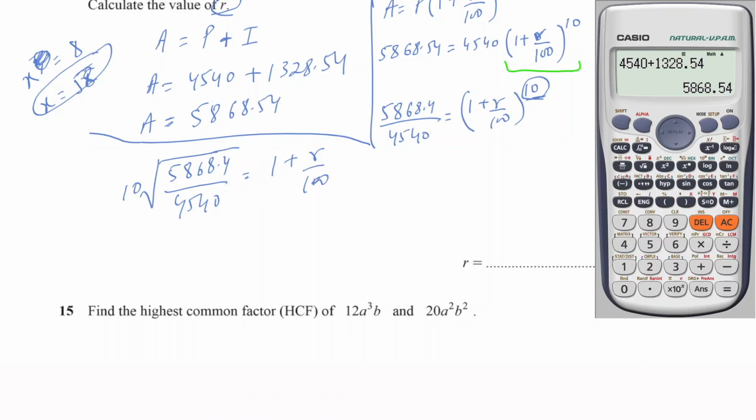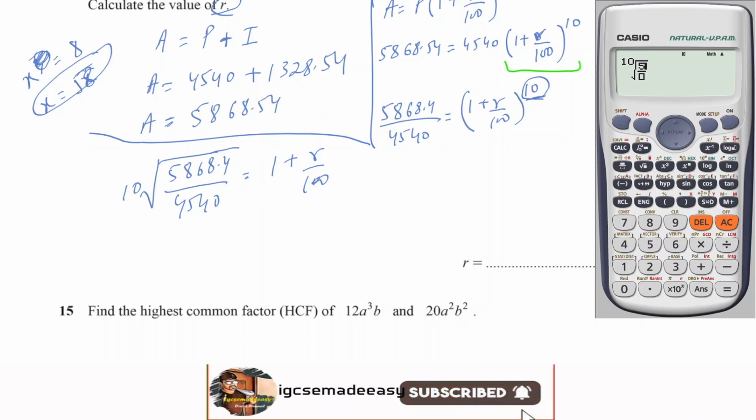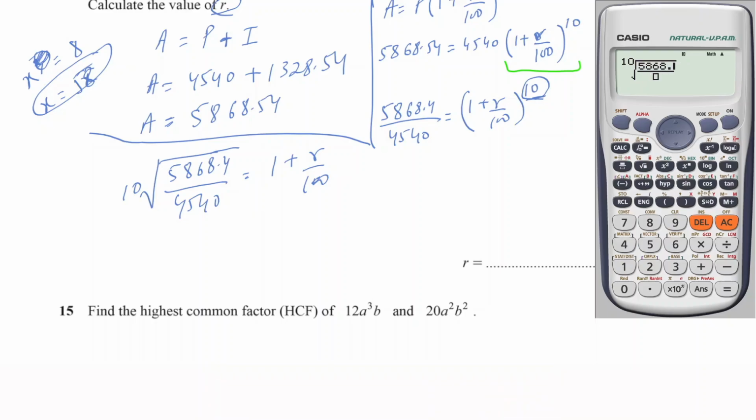So let's solve using a calculator. You have to write the 10th root, so shift of this, and I will write 10 here. Then all of the values, that is 5868.54 divided by 4540. If I do it, I'm getting 1 point something. I'm not going to write it over here, because after this we can shift this 1 over to the left hand side. Whatever answer comes doesn't matter now.